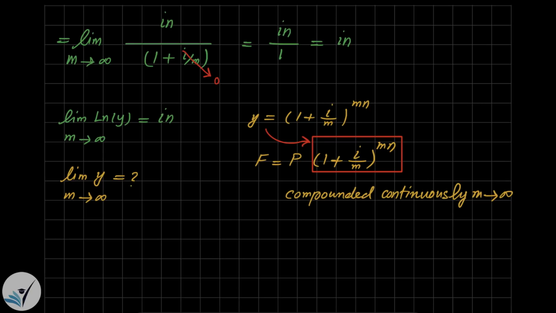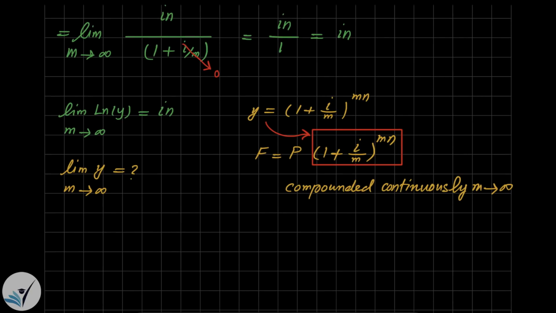So far we calculated the limit of ln of y. To calculate the limit of y, we need to use this property of natural logarithm. Assume z is equal to ln of y, which by definition is equal to log of y with the base of e, and then we have e to the power of z is equal to y, and since here we define z as ln of y, we replace it and we get e to the power of ln of y is equal to y.